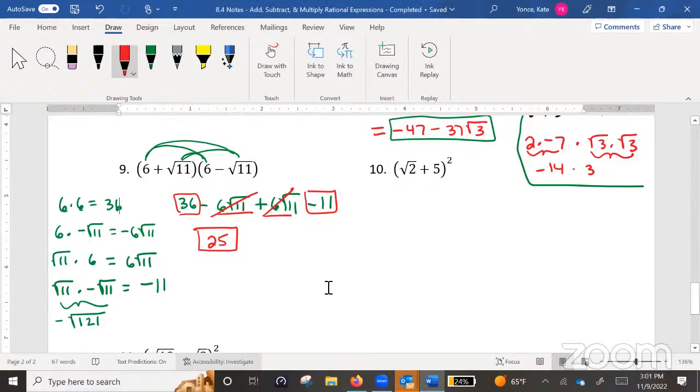Okay. All right. So something squared means what? Number 10? Not conjugates though, because this squared means same thing twice. Conjugates are one with a plus, one with a minus. So what do we write? We don't write conjugates, right? Because it's same thing twice.